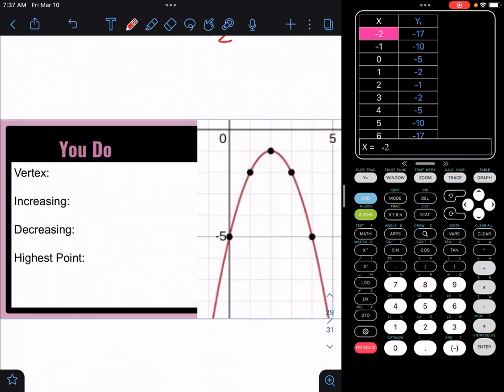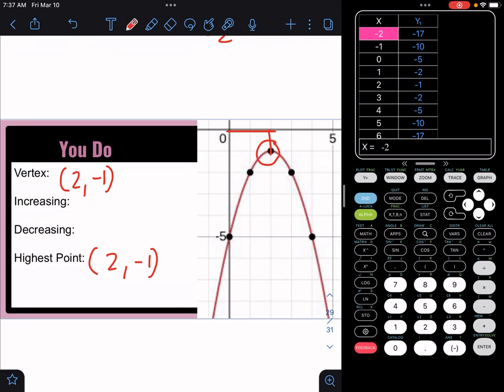First, they want to know what the vertex is. The vertex is the middle point. I went 2 to the right and down 1, which would make my vertex 2, -1. That's also our highest point. Our graph is never going to get higher than that. I know that might be a little confusing because you're like, it's not high if I'm in the negatives, but it's still the highest negative number you're ever going to get.